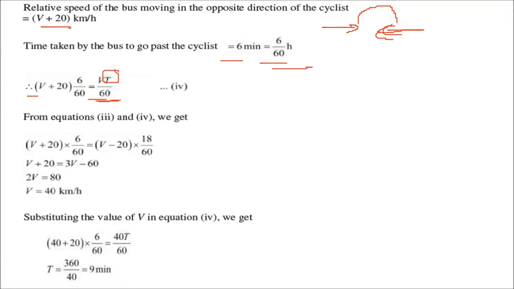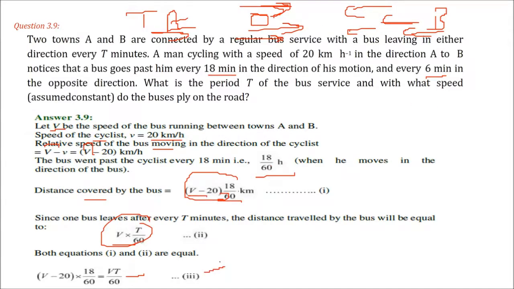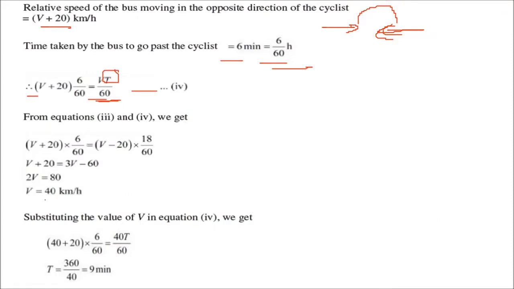Now let us equate this equation with this equation. When we equate it, we find V equal to 40. And just substitute this in any of these, this one or the previous one, we get time equal to 9 minutes.